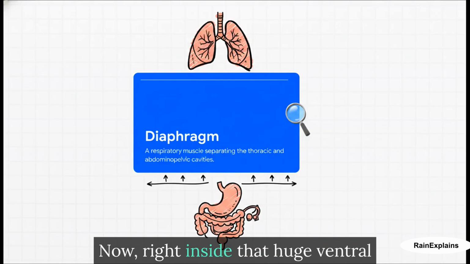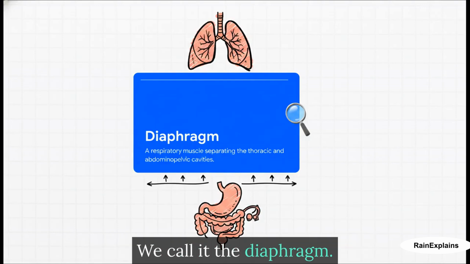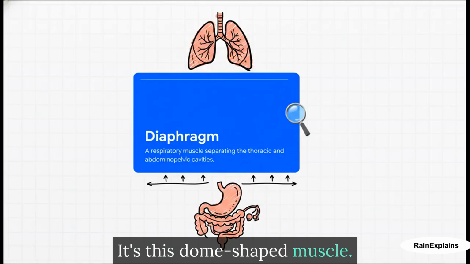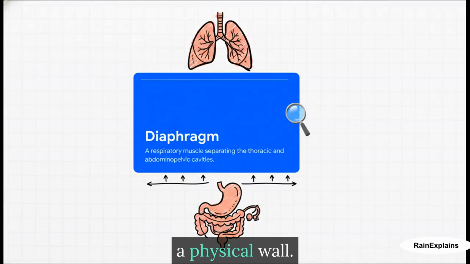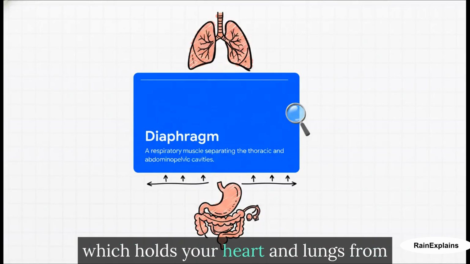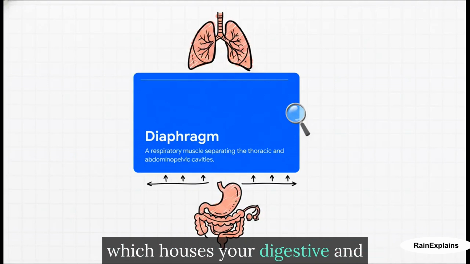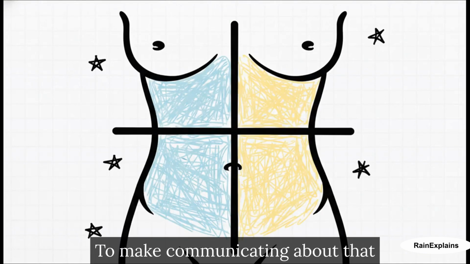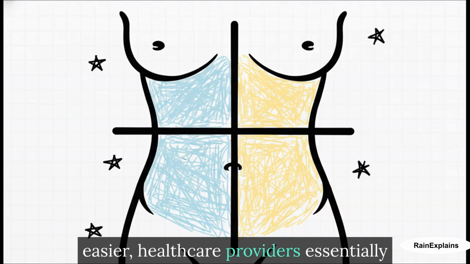Now, right inside that huge ventral cavity, there is a major geographic border. We call it the diaphragm. It's this dome-shaped muscle, and while it is absolutely critical for breathing, structurally, it acts like a physical wall. It separates the superior thoracic cavity, which holds your heart and lungs, from the inferior abdominopelvic cavity, which houses your digestive and reproductive organs.